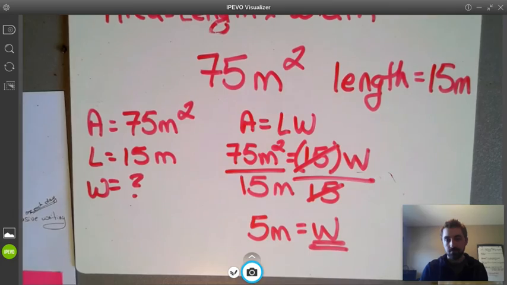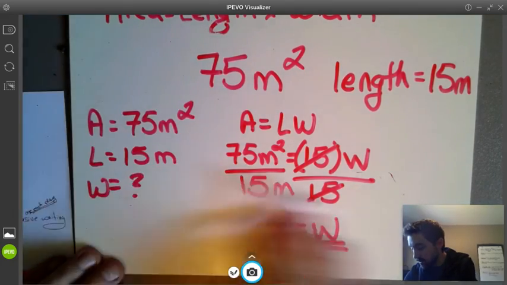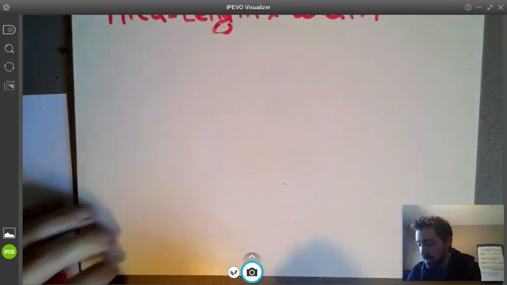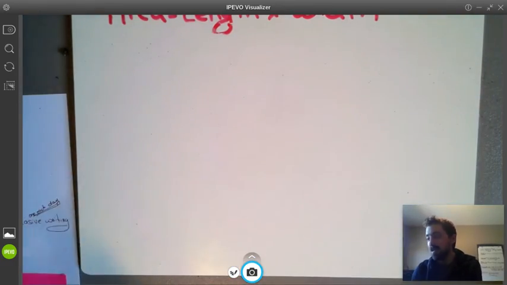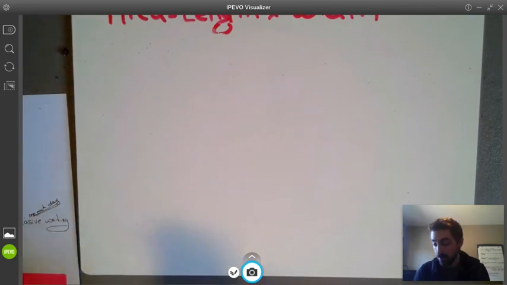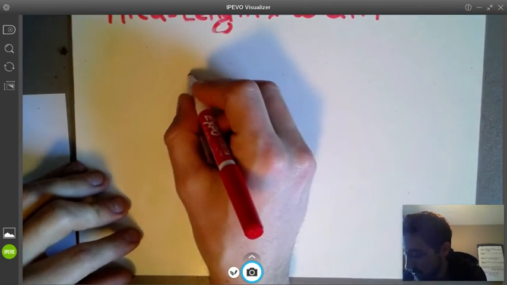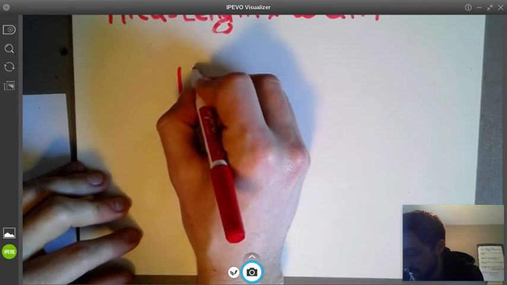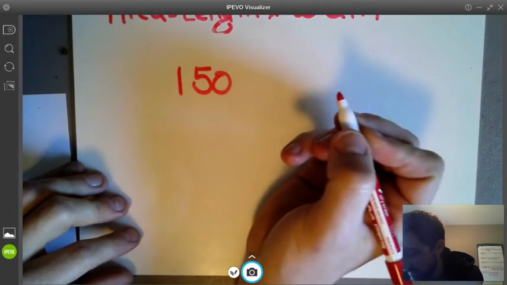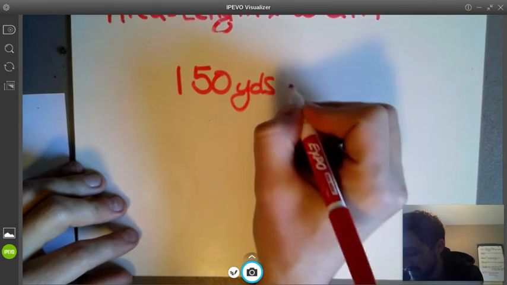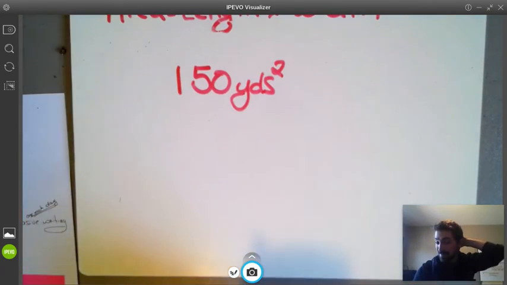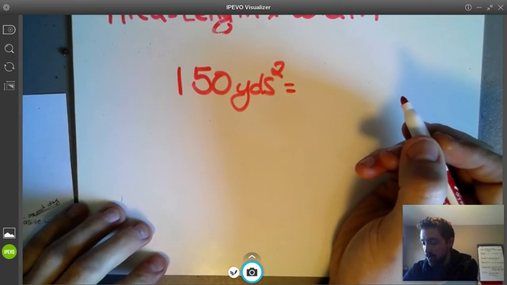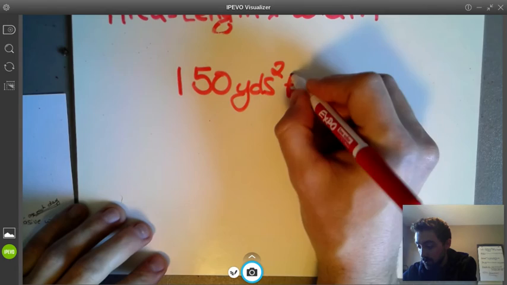Now I'll do one more example. The exact same thing can be done for length. Say we need to regrout a pool. Let's do yards. Let's say we have 150 yards squared of a pool. I don't know if that's a small pool or a huge pool. So we have 150 yards for a total area of grouting that we need to do.